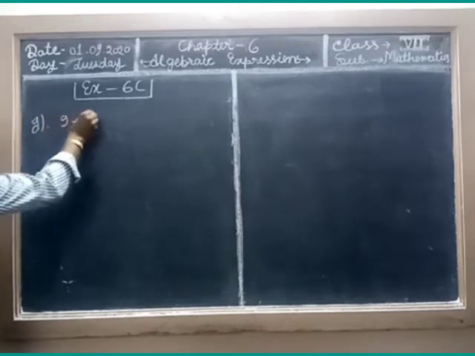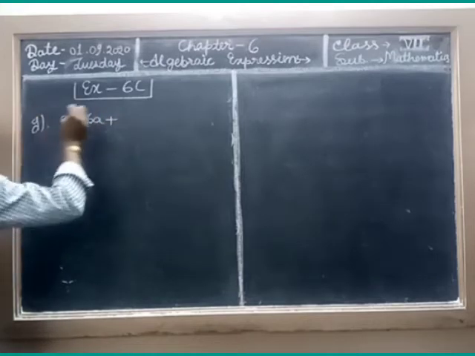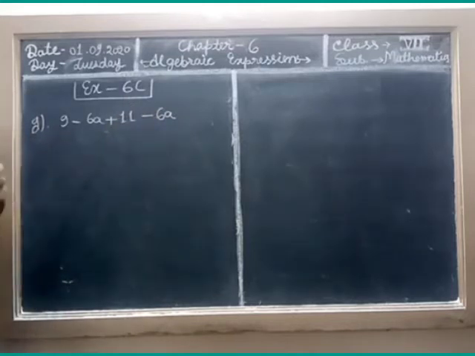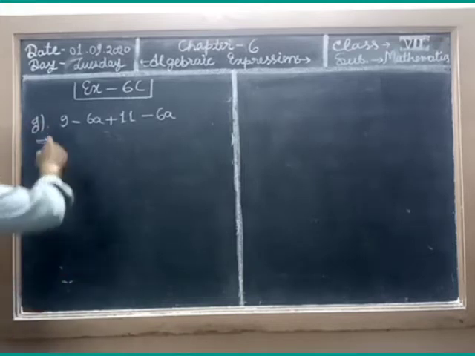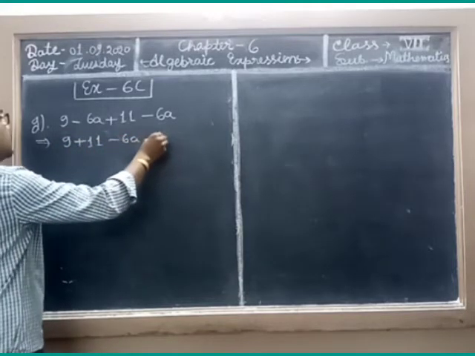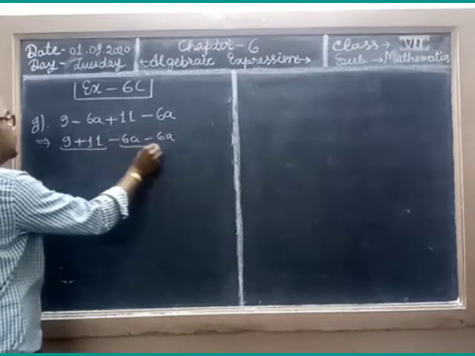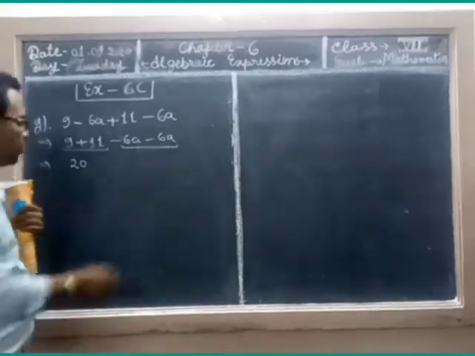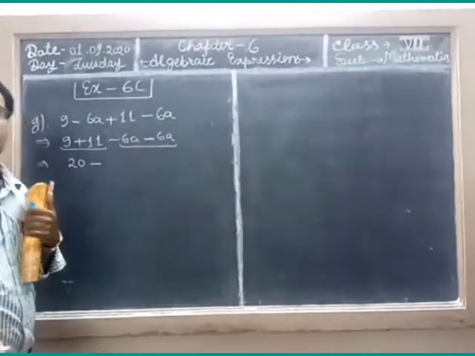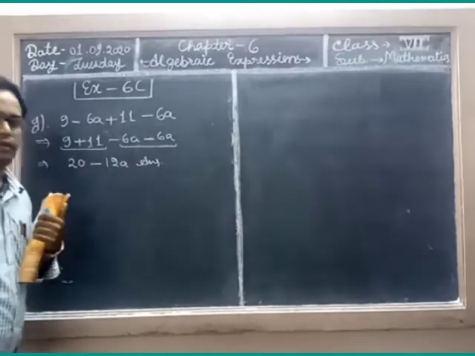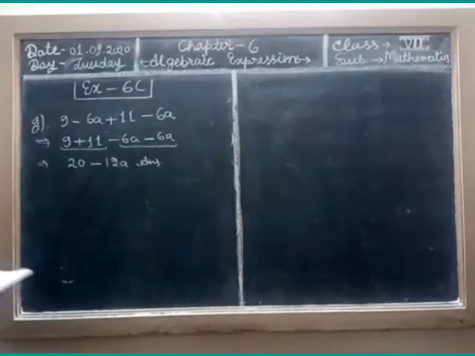9 minus 6a plus 11 minus 6a. So student, initially rearrange the like terms. So 9 and 11 are like terms, so we write 9 plus 11, then minus 6a minus 6a. So they are like terms. So 9 plus 11, that is 20, and minus 6a minus 6a, that is minus 12a. So 20 minus 12a is the final answer. Got it? Now question 6.